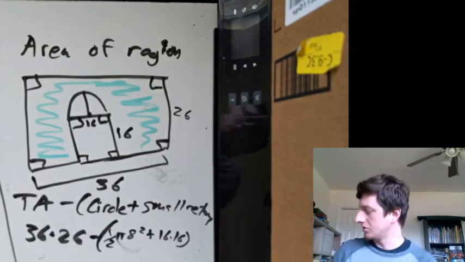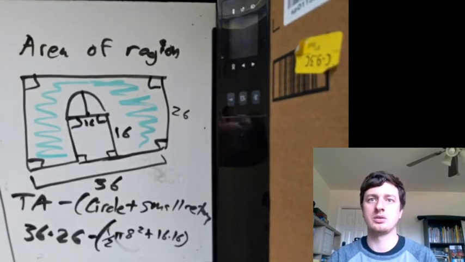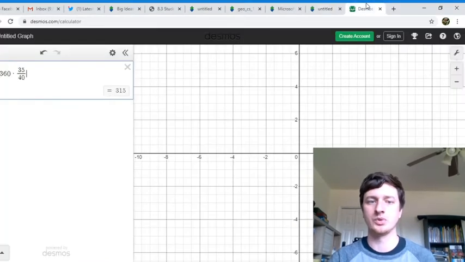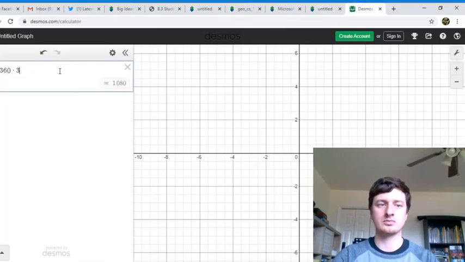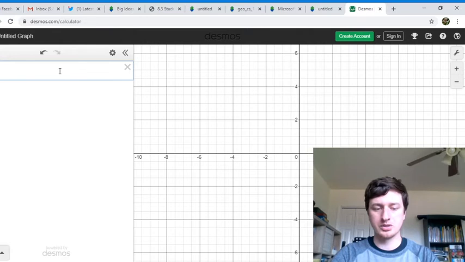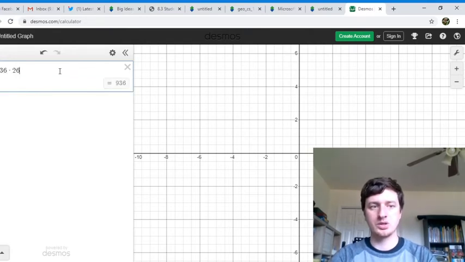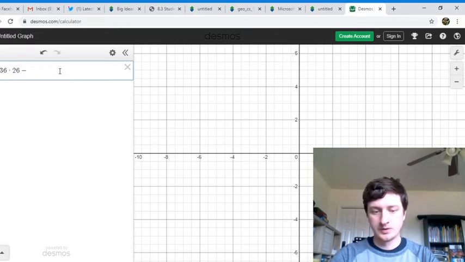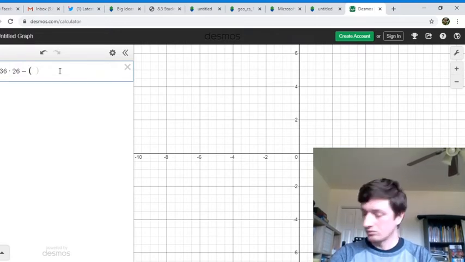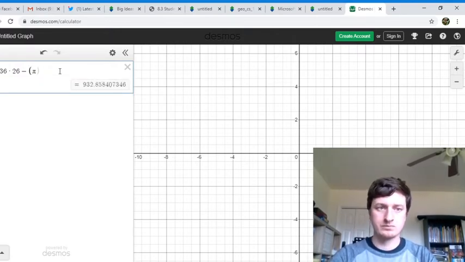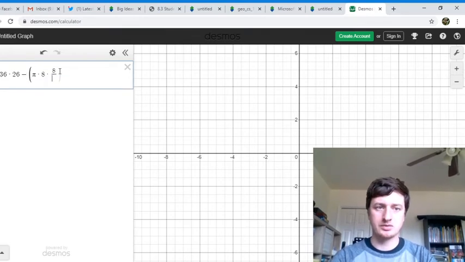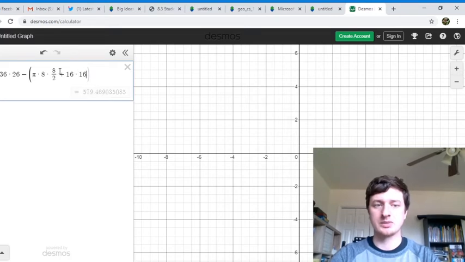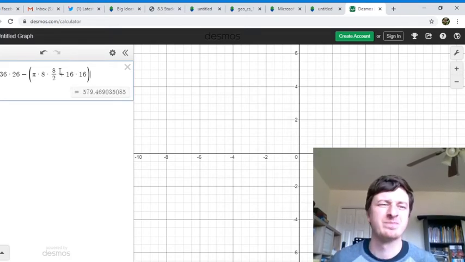All right. So I'm going to do that on Desmos. So we go on Desmos, and we're just going to type it all in. 36 times 26 minus pi times 8 squared divided by 2 plus 16 times 16.